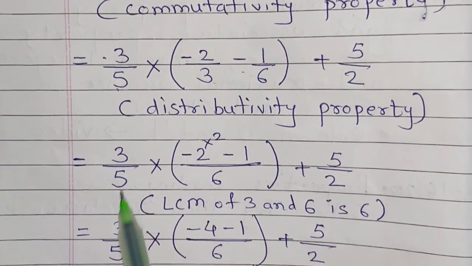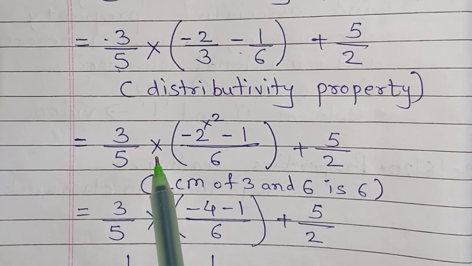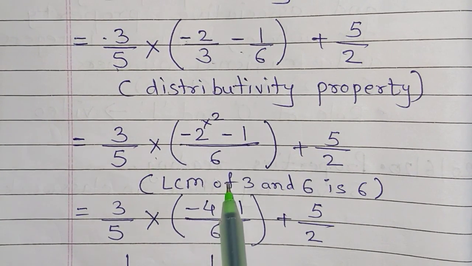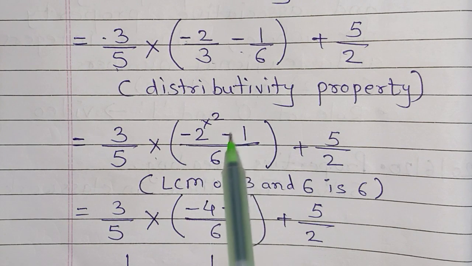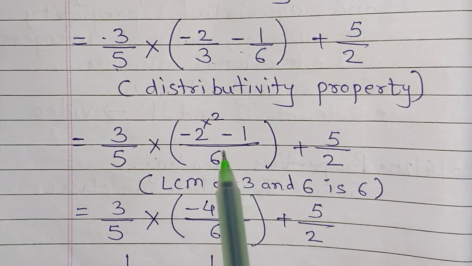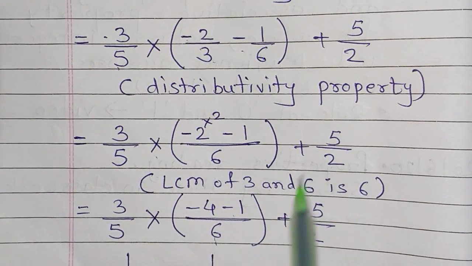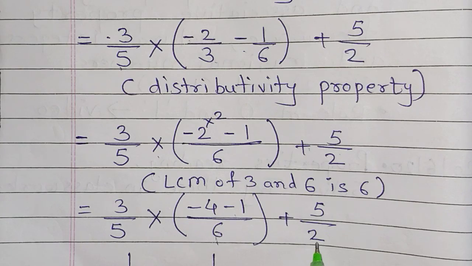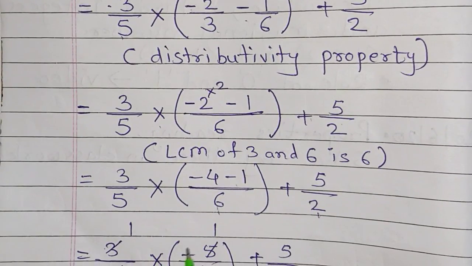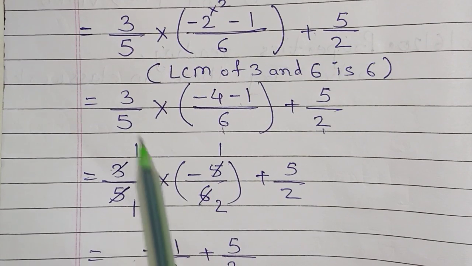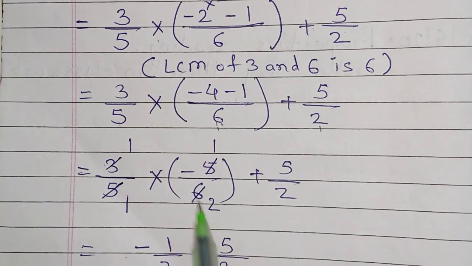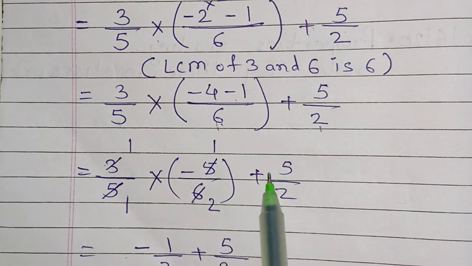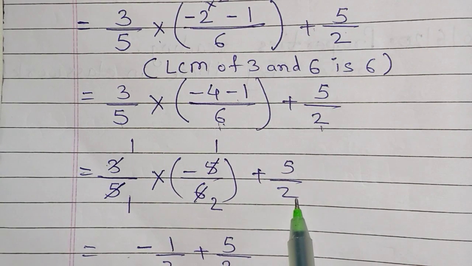Now 3 upon 5 into, let's solve the bracket. See, the denominator is not the same, so I have taken the LCM, it is 6. After making the denominator and numerator, I got the answer minus 4 minus 1 upon 6, plus 5 upon 2 continues. After solving the bracket, I got the answer. Here it is 3 upon 5 into minus 4 minus 1 upon 6, which gives me minus 5 upon 6, plus 5 upon 2. Still I am continuing there.